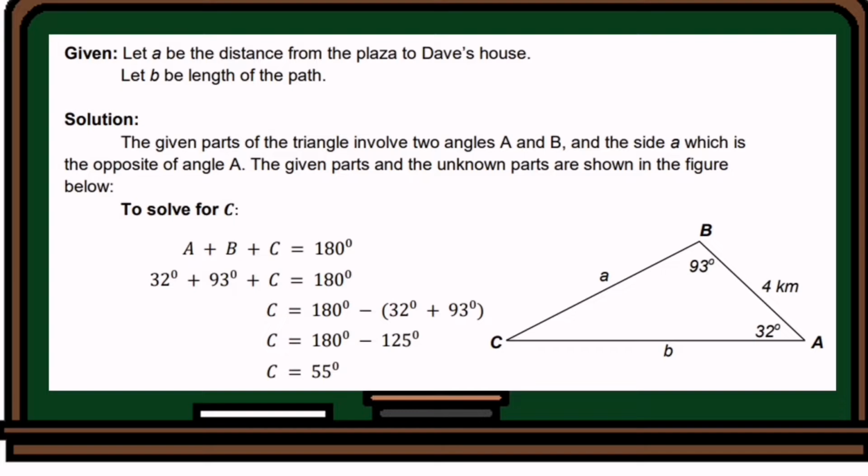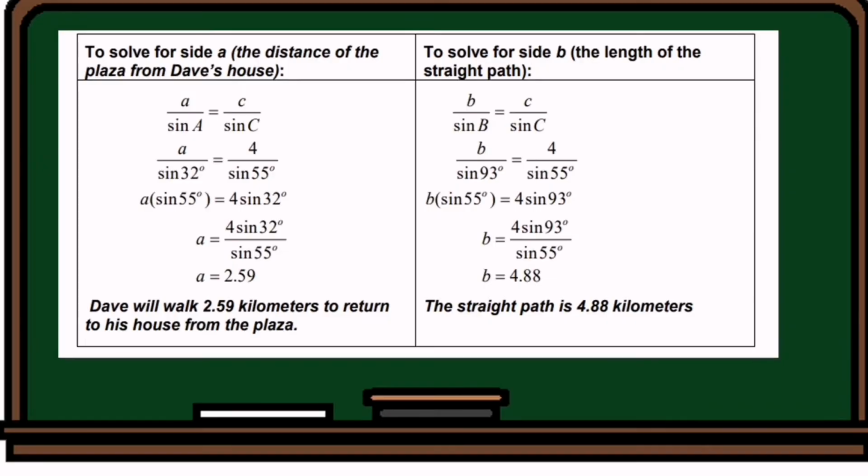Substitute the values of A and B to the equation A plus B plus C is equal to 180. And we get 32 degrees plus 93 degrees plus C is equal to 180 degrees. Then solve for C. Simplify your answer and you will get 55 degrees. Angle C is equal to 55 degrees. To solve for side a, the distance of the plaza from Dave's house, we will use the equation a over sine A is equal to c over sine C.